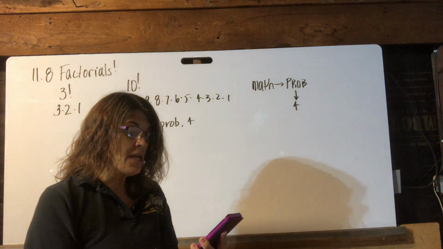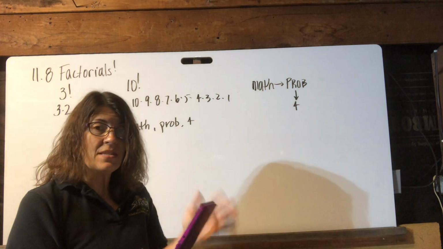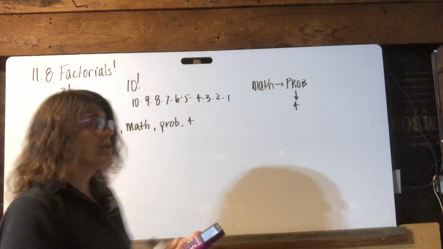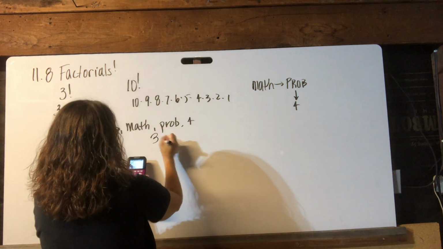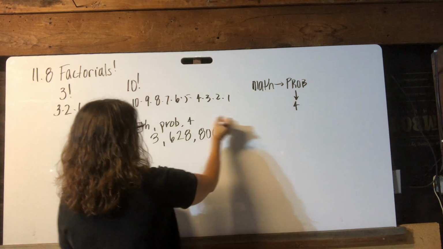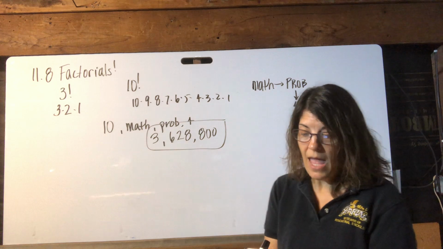And that would be, I don't even know what that is. 3,628,800. Commas are a must. 3,628,800.